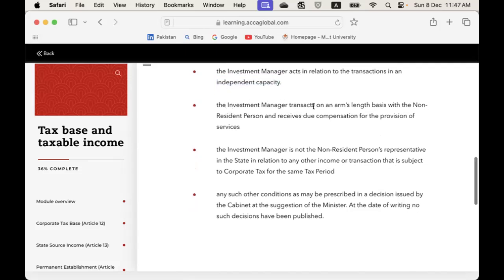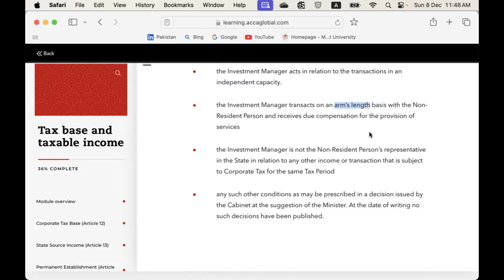The investment manager transacts on an arm's length basis with the non-resident person. Which article is the one that addresses arm's length basis in the corporate tax decree law? Can somebody remember? Famous article. We should remember this article. Article 34. Okay, 34 is the most important article. Apparently this is one small article, Article 34.